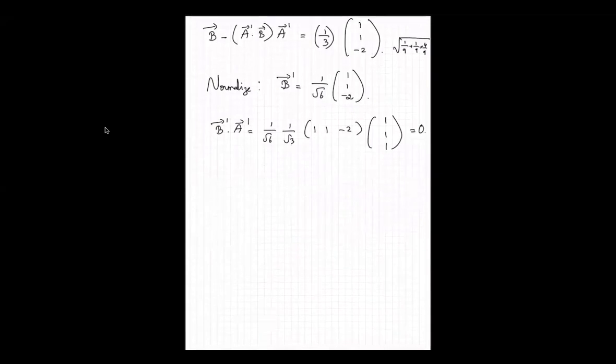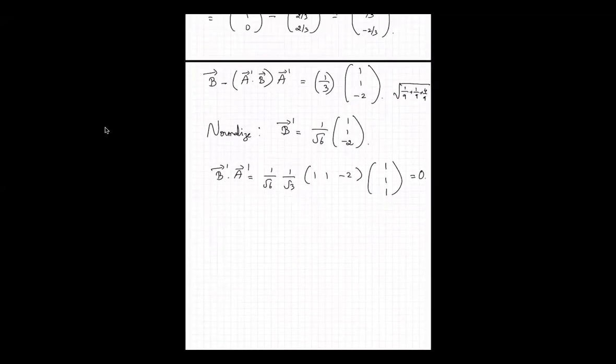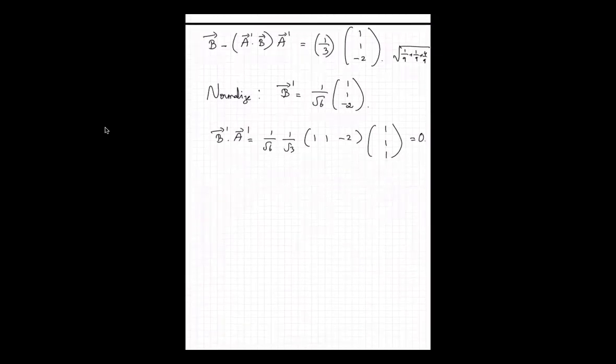So we have constructed two vectors. We have specifically subtracted off the amount of b that lies along a prime to construct a vector that is orthogonal to a prime, and we've also normalized it to make sure its length is 1. Now we have to construct the third vector. So step 3.